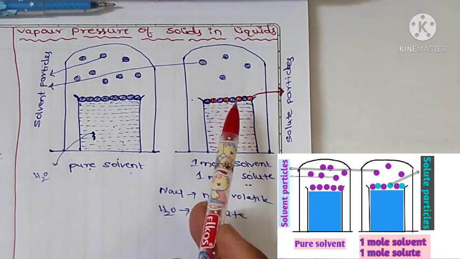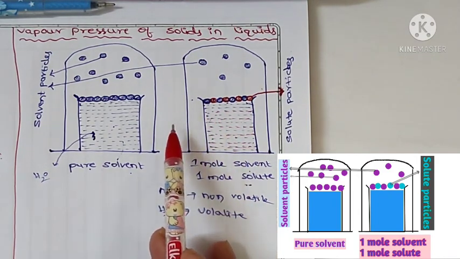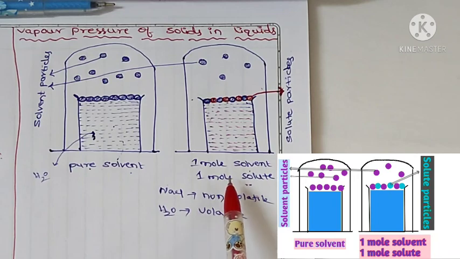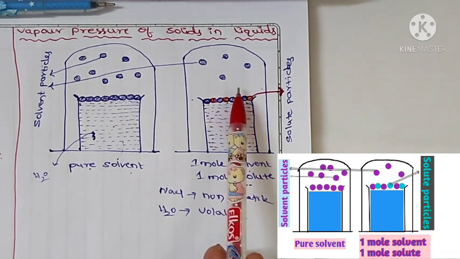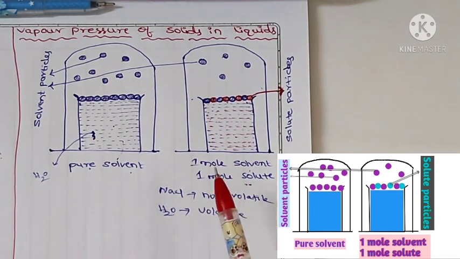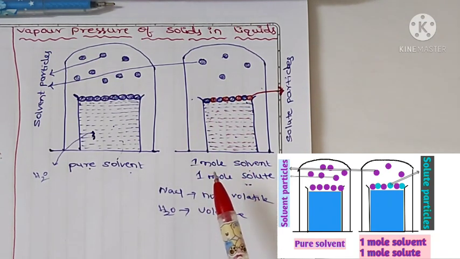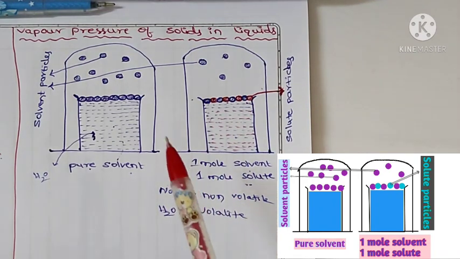Here the decrease in vapor pressure of the solvent depends on the quantity of non-volatile solute present in the solution, irrespective of its nature. So the vapor pressure depends upon the quantity of non-volatile solute. Which non-volatile solute you take doesn't matter, but how much of it you take is what counts.